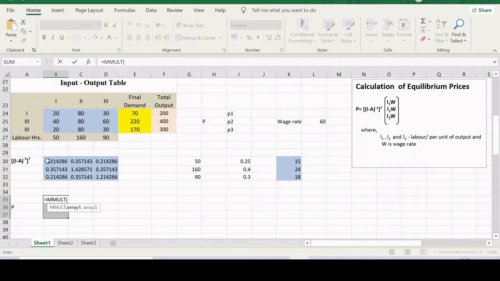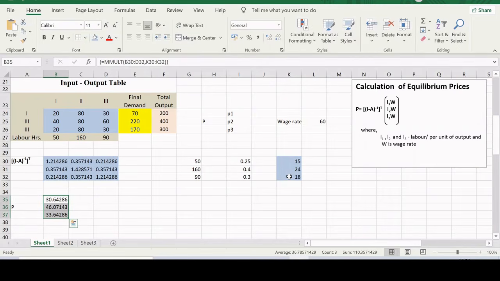Now array 1 here is the transpose of the inverse of the Leontief matrix, array 2 is the labor cost per unit of output matrix, and now close the bracket. And to find out the equilibrium prices, or to get the result of the multiplication, we need to press Control, Shift and Enter. So these are the equilibrium prices of the three sectors.